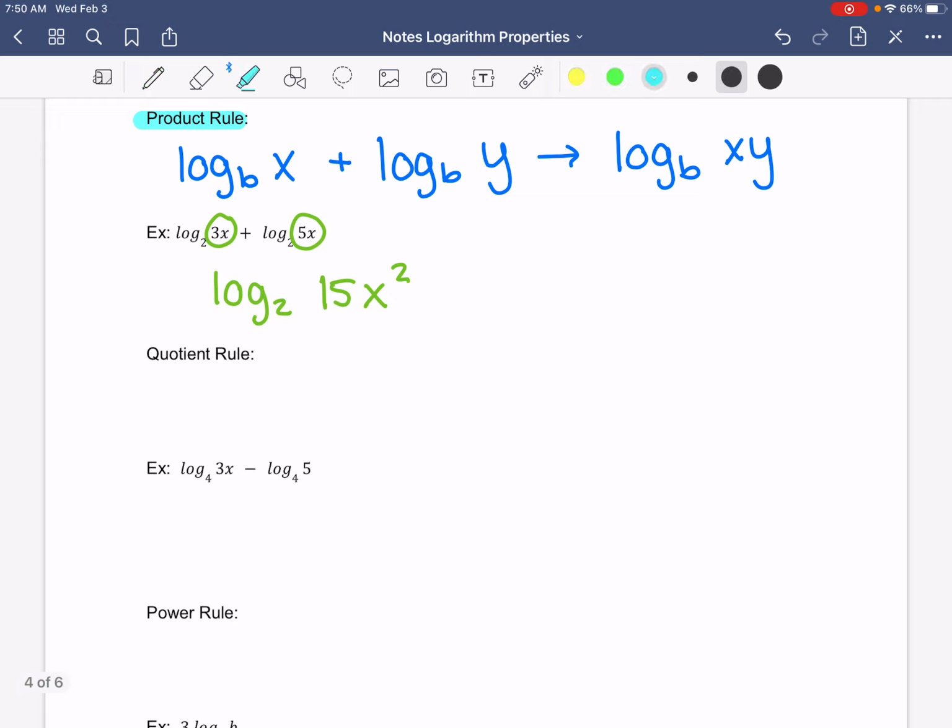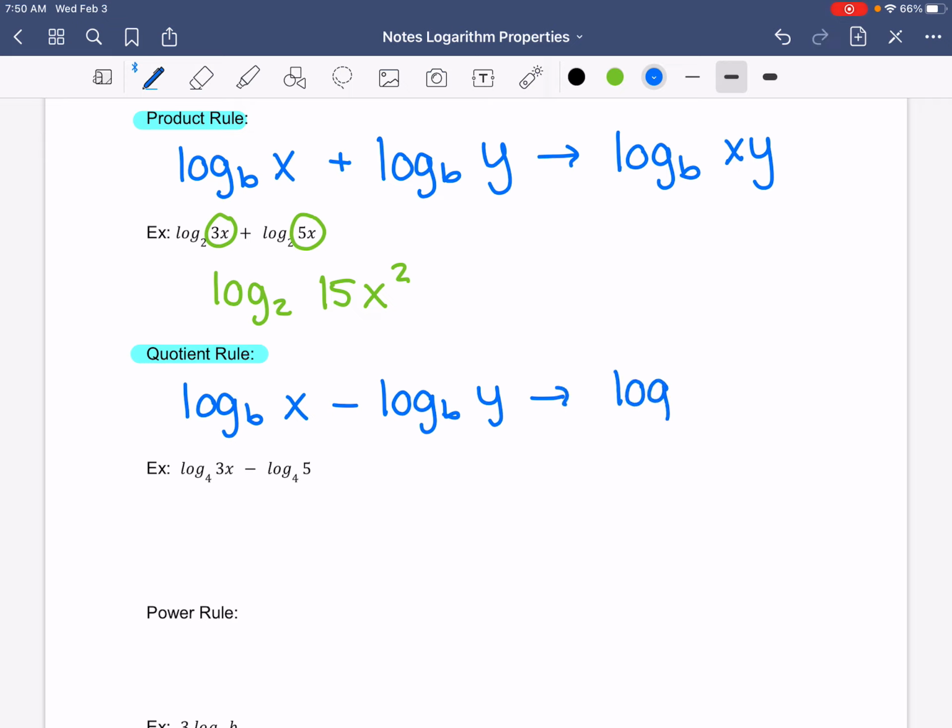All right, let's look at the quotient rule. So the quotient rule we already used before, but if you have 2 pieces we're trying to condense, they have to have the same log base. If they have a minus sign in between, when you condense down to just 1 log base, they have to have the same base, log base b. When you condense it, when it has a minus sign in between, you divide. The one that was positive goes on top. The one that was negative goes on the bottom. So it'd be log base b of x over y.